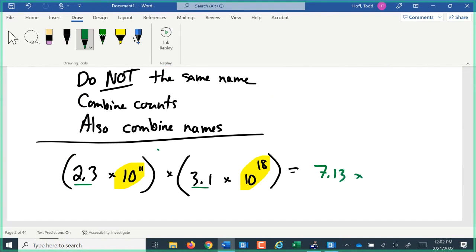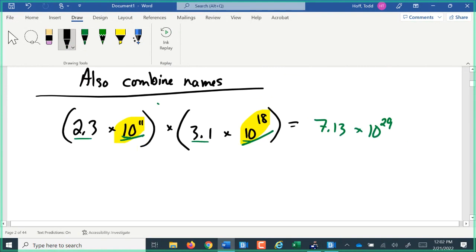7.13 times. I also have to combine the names. 10 to the 11th times 10 to the 18th. Remember when we multiply exponents with the same base? You both have a base of 10. We add the powers. So 11 plus 18 is 29. That's 7.13 times 10 to the 29th.